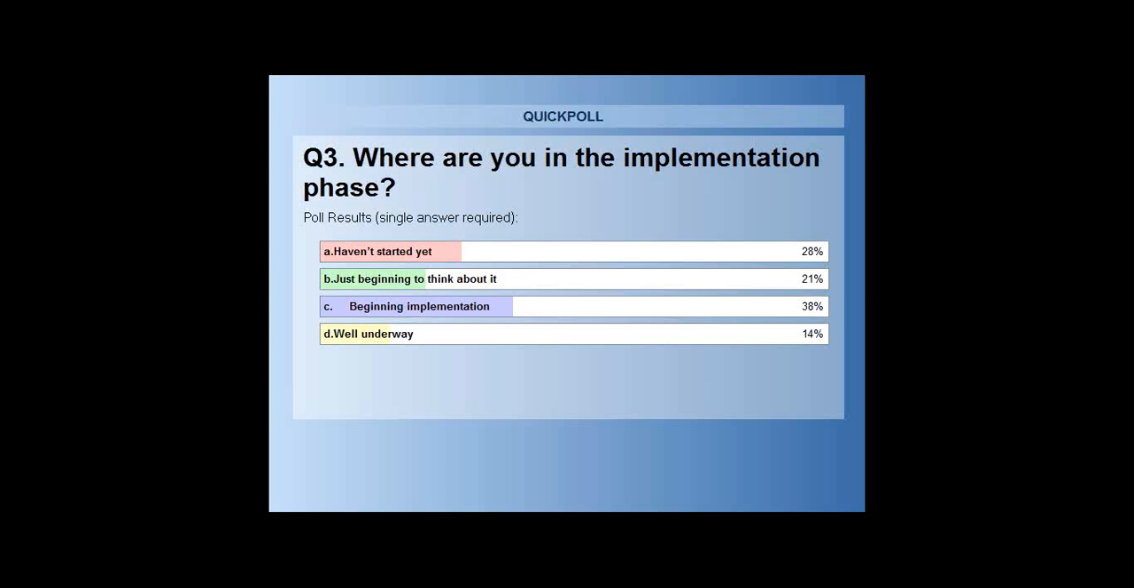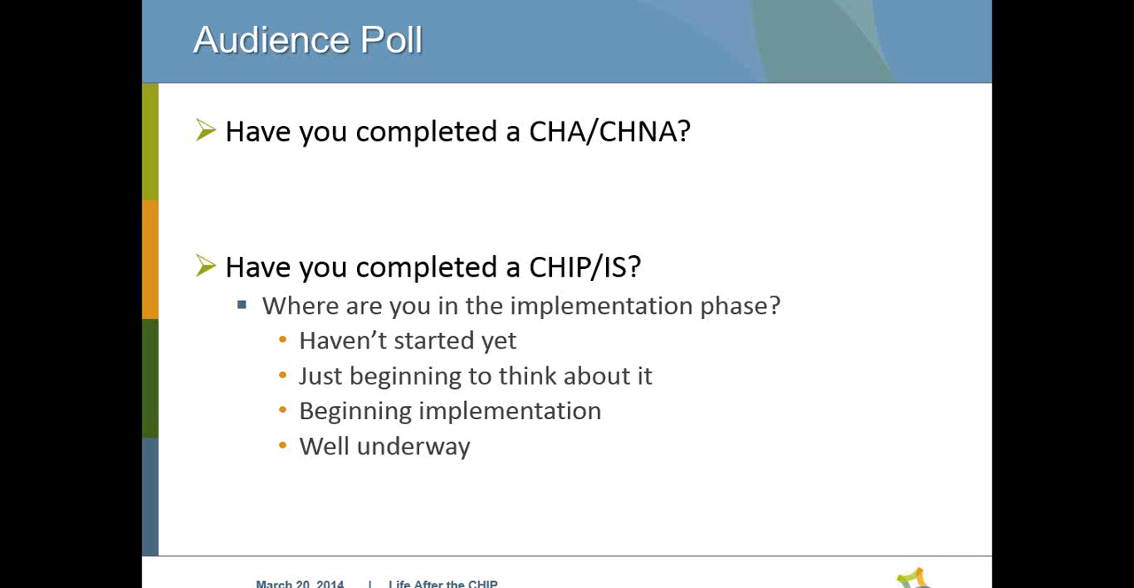Terrific. So we have about 30% of those who have done a CHIP haven't started yet. And we also have nearly 40% are beginning implementation, with fewer who are well underway. So we're really looking forward to your questions throughout the presentation as we discuss the process that happened in Austin, Travis County. Thank you, everyone, for responding to those questions, and we'll have some more as we continue.